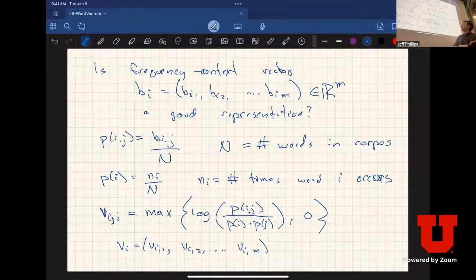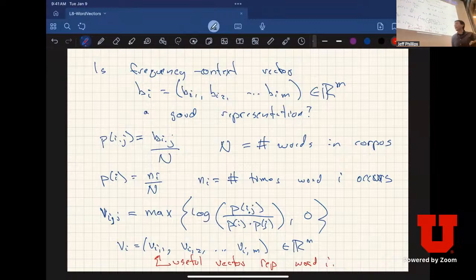But this positive pairwise mutual information became something that you would want to represent as giving you information. If the word i co-occurred a lot with the word j, with the word 2 here, then this value would be large. And that would say there's some interesting context between the word i and the word 2 that would show up in this vector representation of word i, right? So this is in R^m, and this was thought to be a useful vector representation of the word i.